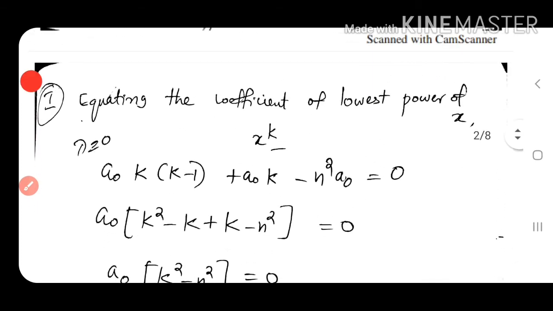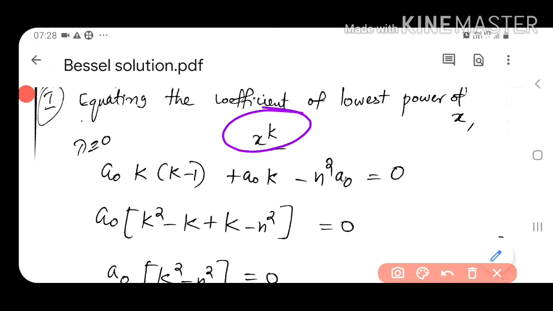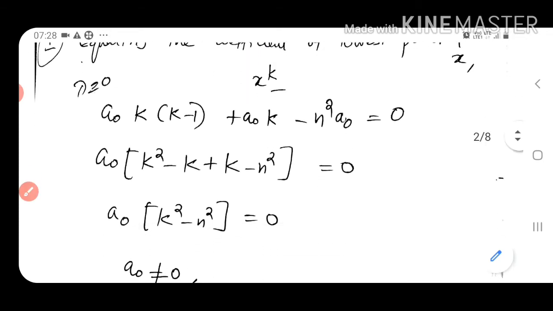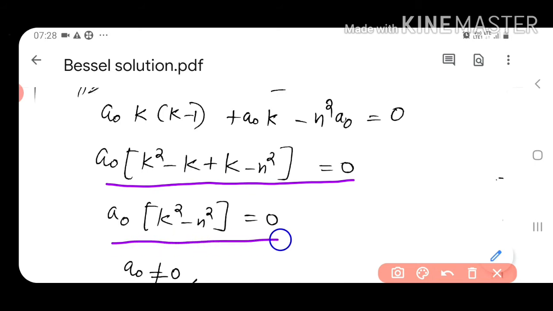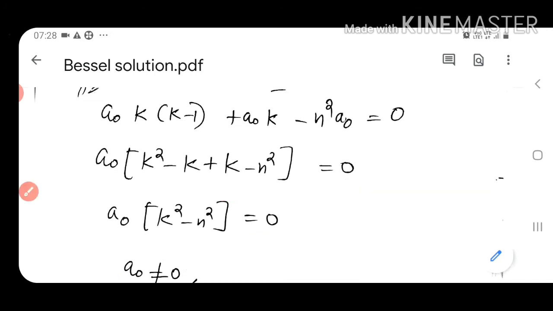So the coefficient of x to the power k is a0 k into (k minus 1), plus a0 k, minus n square a0 equal to 0. And from this one can write a0 (k square minus n square) equal to 0. And we know a0 is not equal to 0. If a0 is not equal to 0, what will happen? This has to be 0. k square minus n square has to be 0.